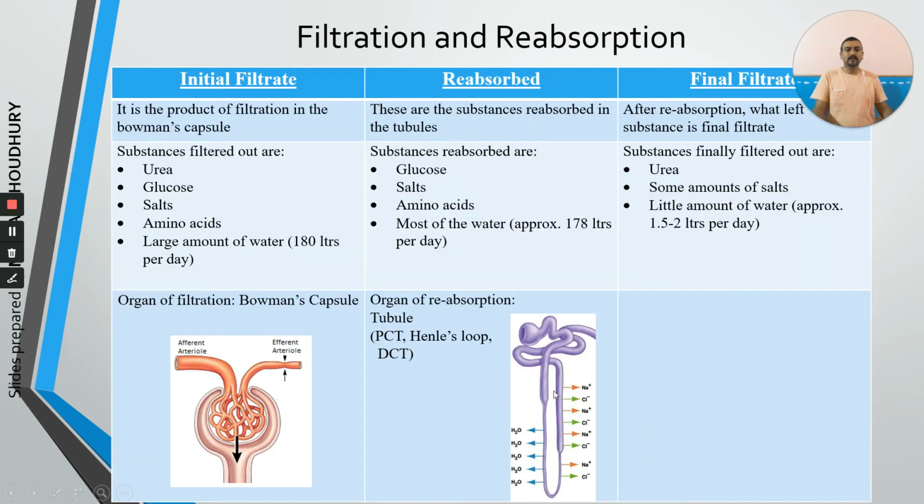Now, when they enter inside, they are reabsorbed, and whatever is left out, meaning initial filtrate minus reabsorbed, is your final filtrate. That is ultimately thrown out. That contains urea or any other waste if it is present. Some amount of salt. So salt, some is reabsorbed, some is thrown out. And a very little amount of water, around 1.5 to 2 liters per day, is released. So that is the amount of urine that is released by our body in one day.